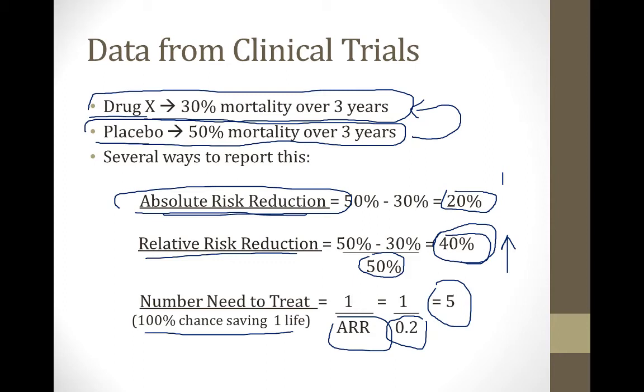The reality is when you treat one patient, there's a 20% chance you save a life. 2 patients, a 40%, 3 a 60, 4 an 80. But if you treat 5 patients, then there's a 100% chance that at least one life will be saved. And that's the number needed to treat.